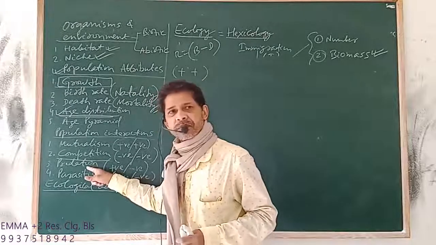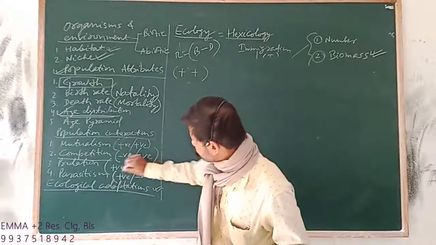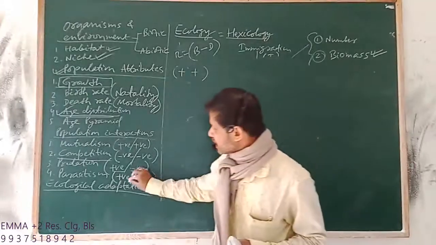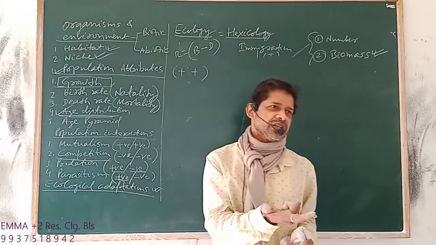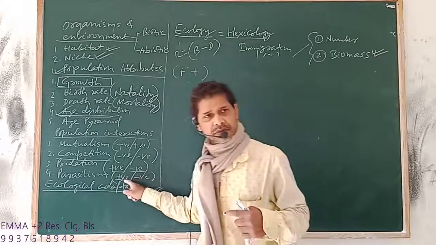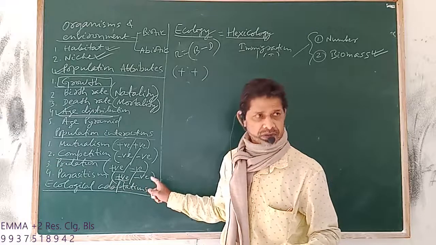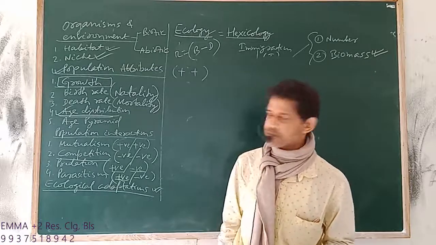Predator, prey. Predator positive interaction, prey negative interaction. Here the parasite is doing harm, a positive interaction for it. The host is the negative one, receiving all the negative impacts from the parasite.